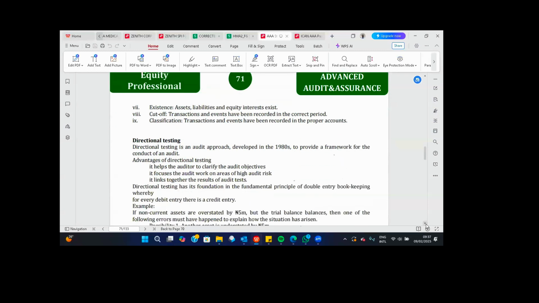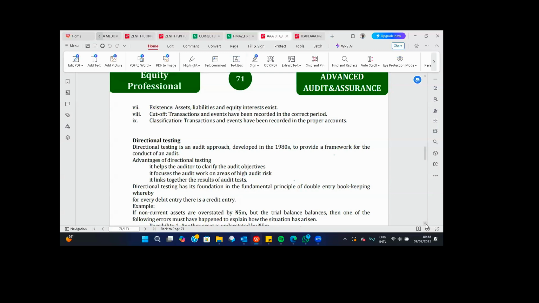So let's continue. Go to the next area, directional testing. Directional testing is an audit approach that was developed in the 1980s. What does it mean? What this approach is saying is that if there is an error on the debit side, every error or misstatement always has two sides, the debit and the credit. So they always balance itself. It's not always a one-sided misstatement. It's always a two-sided misstatement. That's what we mean by directional testing.